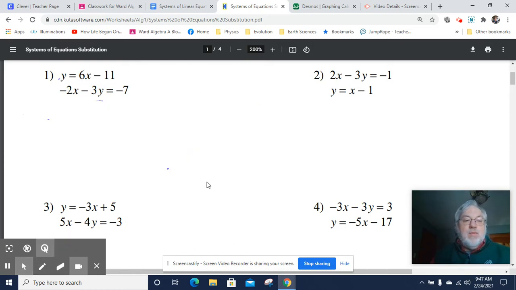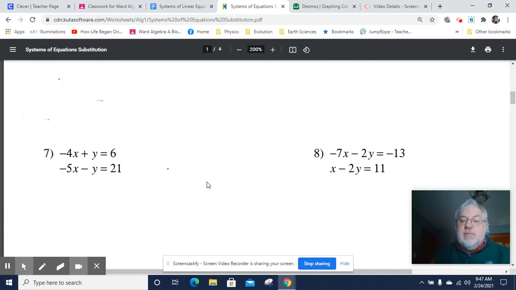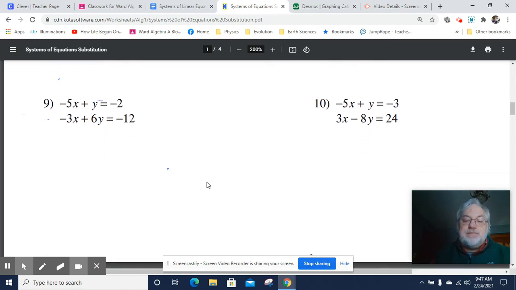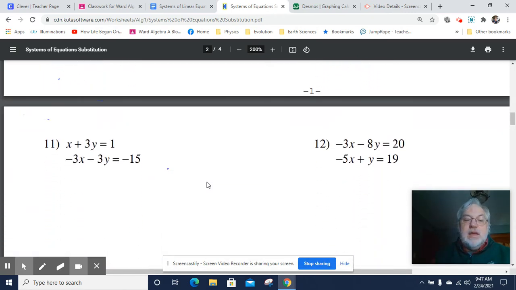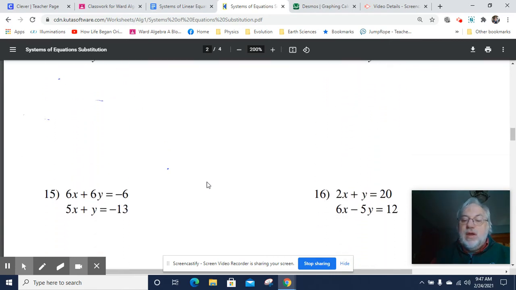Now I have erased all of that, and I'm going to go on to one that might take a little bit more work. Okay. Let's see. One that will take a little more effort.